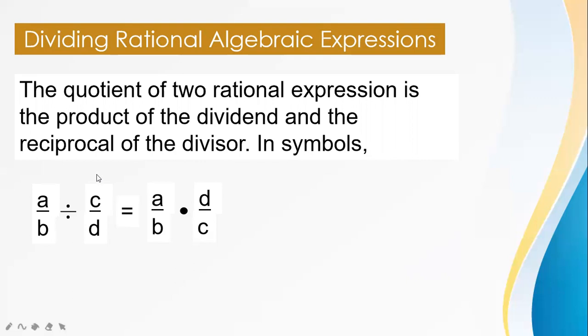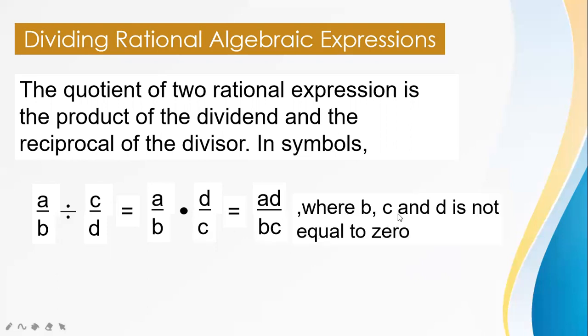Then C over D, get the reciprocal because this one, they call it the divisor. So reciprocal of the divisor. So we have C over D, it will become D over C. And then after that, multiply. So A times D, then B multiply C, where B, C, and D is not equal to 0.